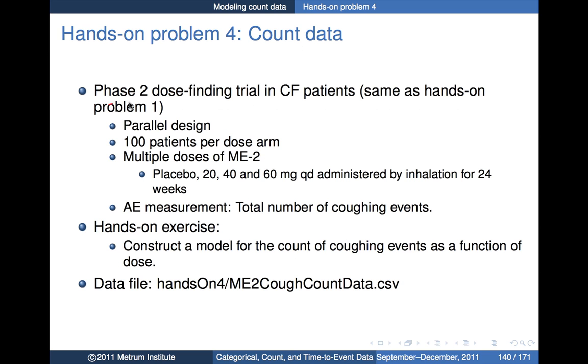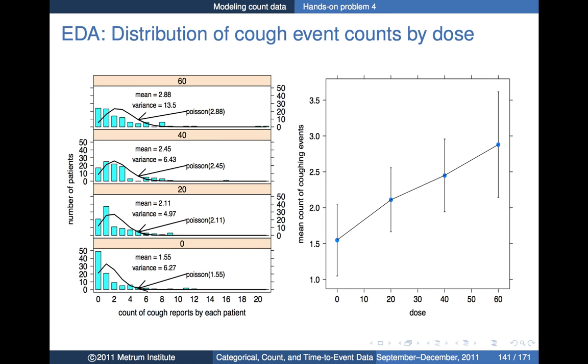So again, it's a reminder here, it's a phase 2 dose finding trial. It was parallel design, 100 patients per arm, with different dose levels of MI2. So we've got 4 treatment arms, placebo, 20, 40, and 60 milligrams per day, given over 24 weeks. And we're going to be looking again at the total number of coughs. So here is a construct a model for the count of coughing events as a function of dose, and we've got our data. We'll take a look at that in a minute in the data set itself, but just to remind you, some graphical looks at the data.